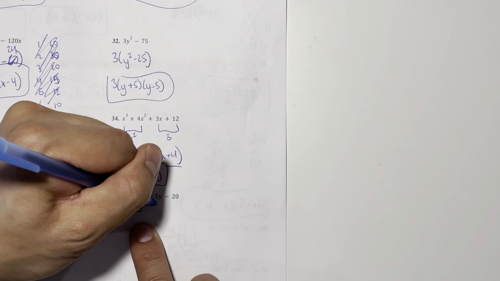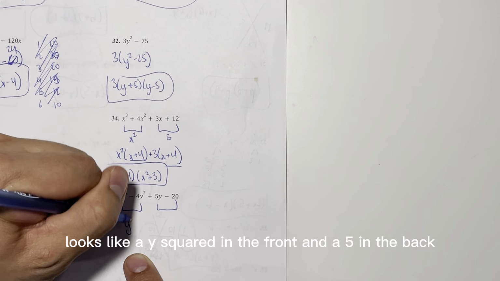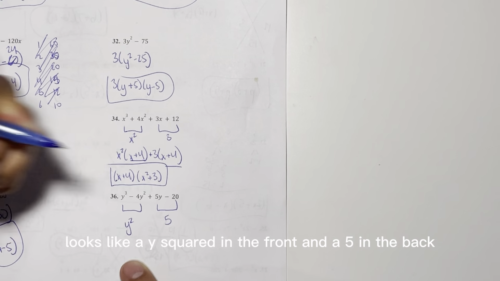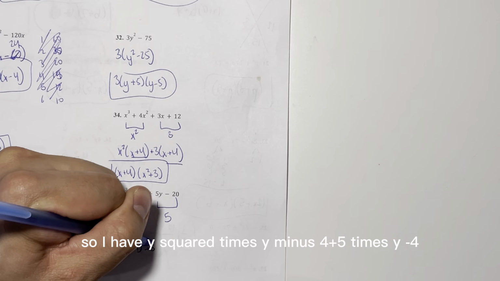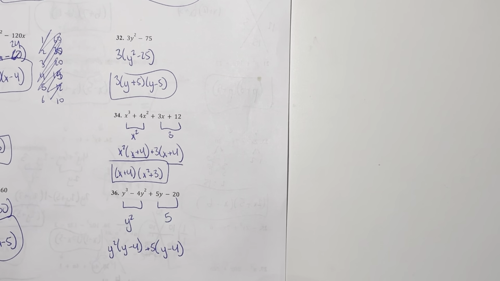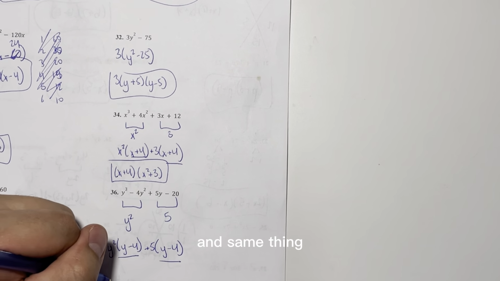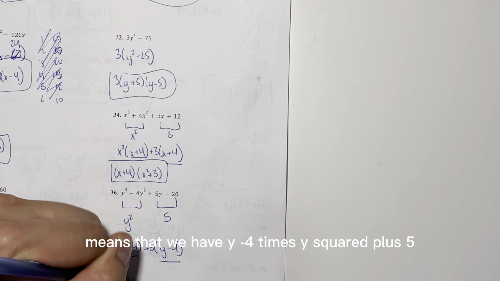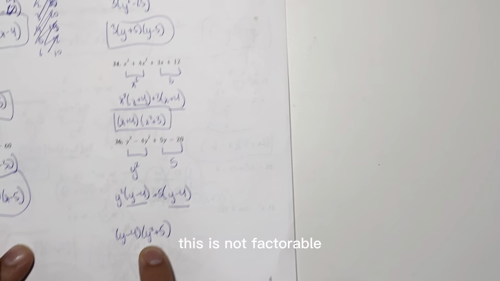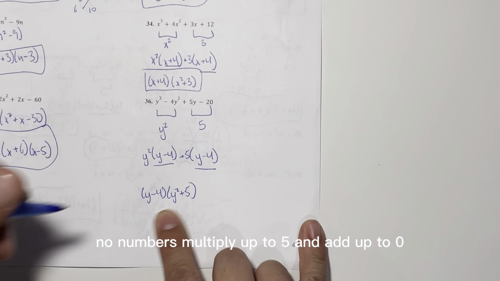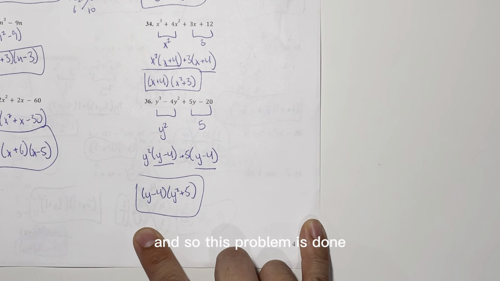And then on this question here, I see 4 terms, so for sure this is going to be grouping. And so we can just go through this. Looks like a y squared in the front and a 5 in the back. So I have y squared times y minus 4 plus 5 times y minus 4. And same thing means that we have y minus 4 times y squared plus 5. This is not factorable. No numbers multiply up to 5 and add up to 0. And so this problem is done.